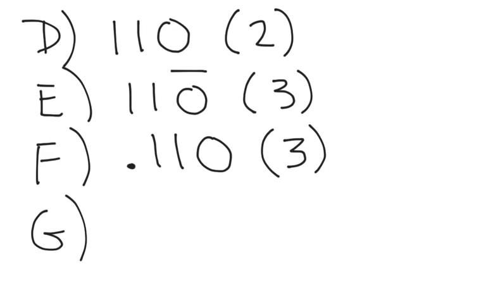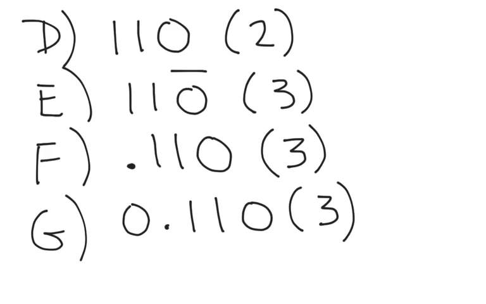Another example we have would be 0.110. The 0 before the number is never considered significant, so that one doesn't count. The 0 at the end does count because there's a decimal, so this number has 3 significant figures as well.